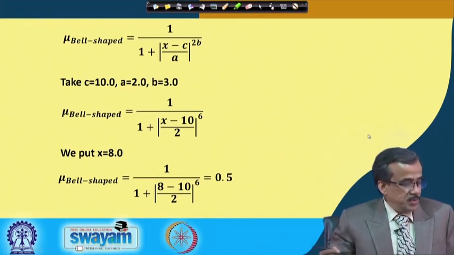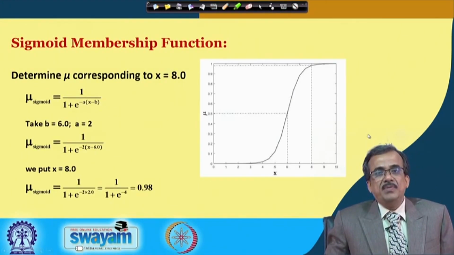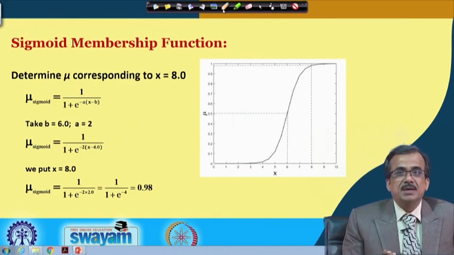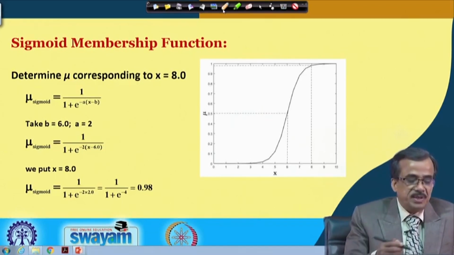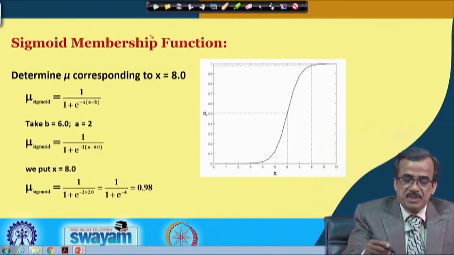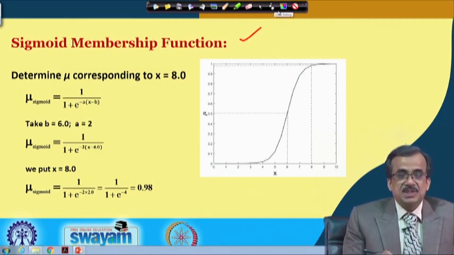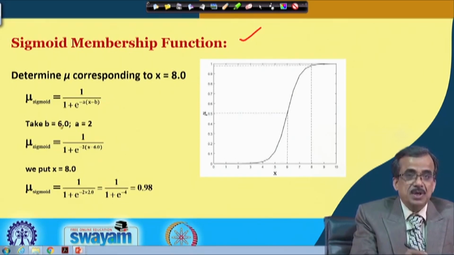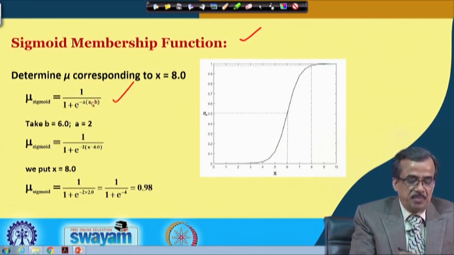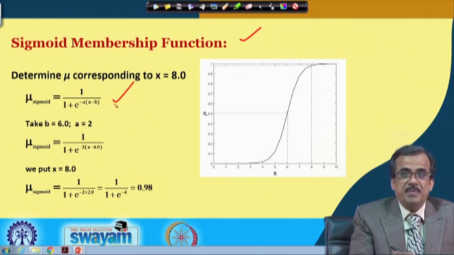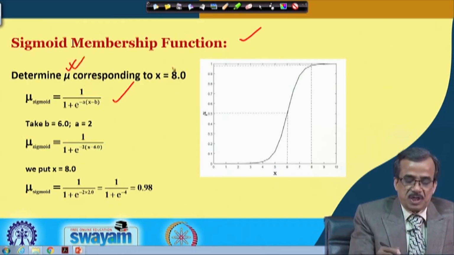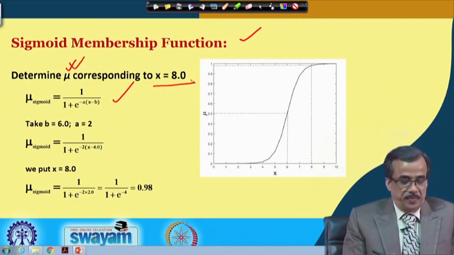Now, this is the way we should be able to find out the value for the membership function distribution. Now, I am just going to concentrate on another very popular membership function distribution, that is known as the sigmoid membership function distribution. This is mathematically expressed as follows. mu sigmoid is nothing but 1 divided by 1 plus e raised to the power minus a into x minus b. Now, our aim is to determine the value for this mu corresponding to x equals 8.0.